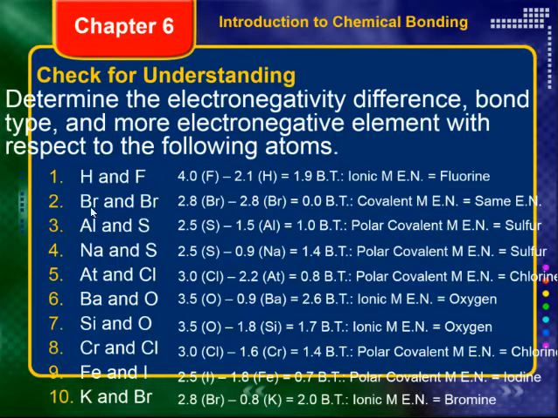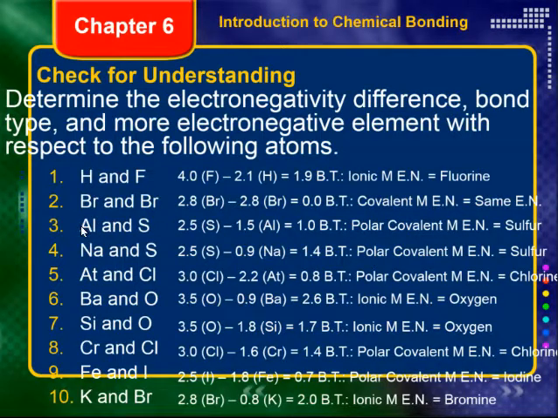Let's look at just the first three. Hydrogen and fluorine. Fluorine with an electronegativity value of 4.0 minus a 2.1 from hydrogen. That's a difference of 1.9. That makes the bond type ionic. The more electronegative atom is fluorine here. For number 2, we got bromine and bromine. Both have an electronegativity value of 2.8, so there is no difference, making the bond type nonpolar covalent.